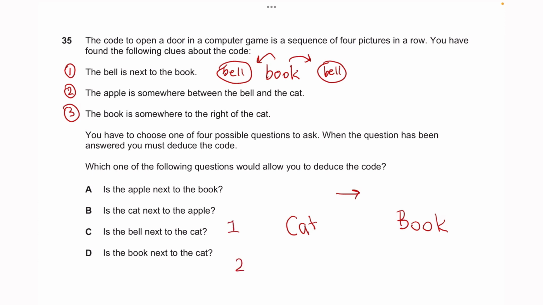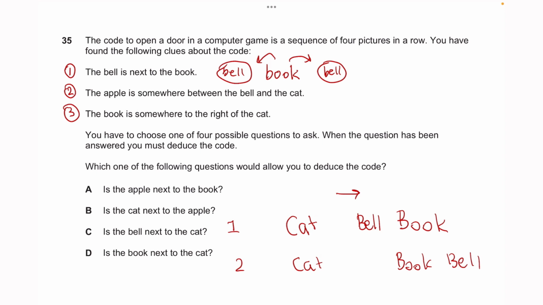We can have the bell on this side, and we can either have the bell on the other side. So we're going to write this combination again: cat, book, and bell. And then finally, let's incorporate clue number 2 within. It says the apple is somewhere between the bell and the cat, okay?